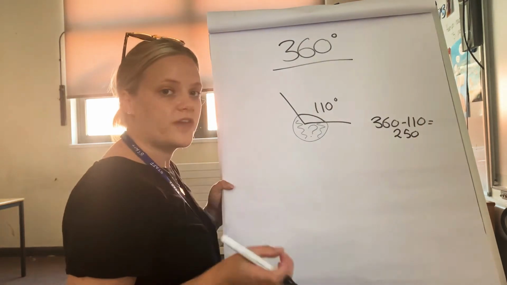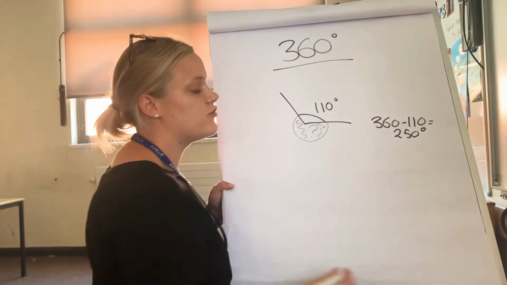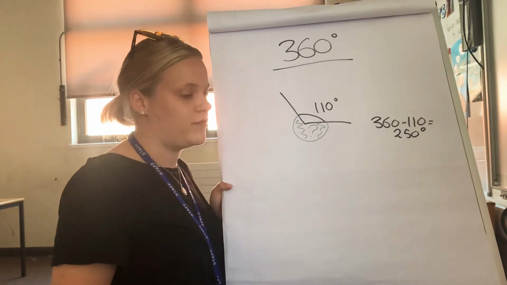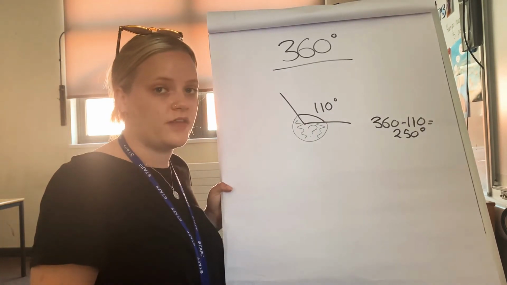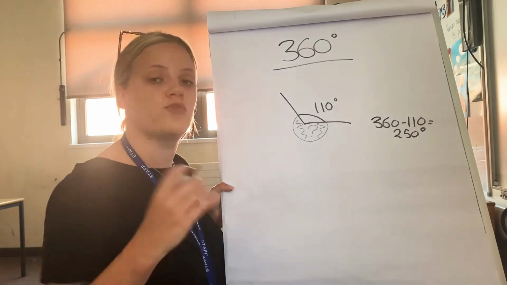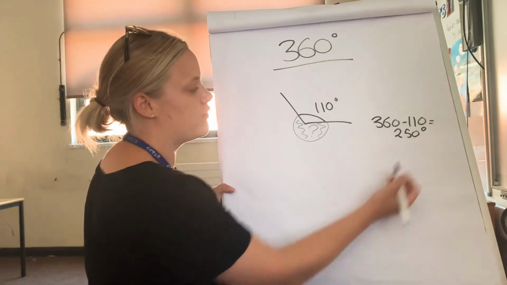Now remember, when I'm writing angles, I always write my degree to show that unit of measure. So the same as when we measure with a ruler, it's in centimetres. When we measure with a protractor, or when we're talking about angles, it's always in degrees.